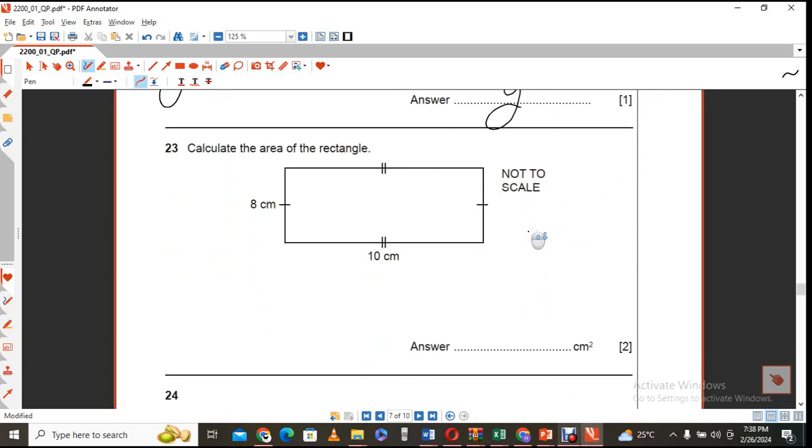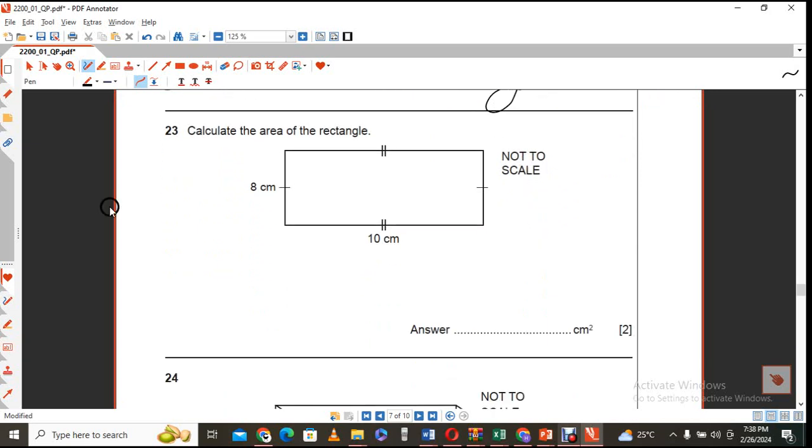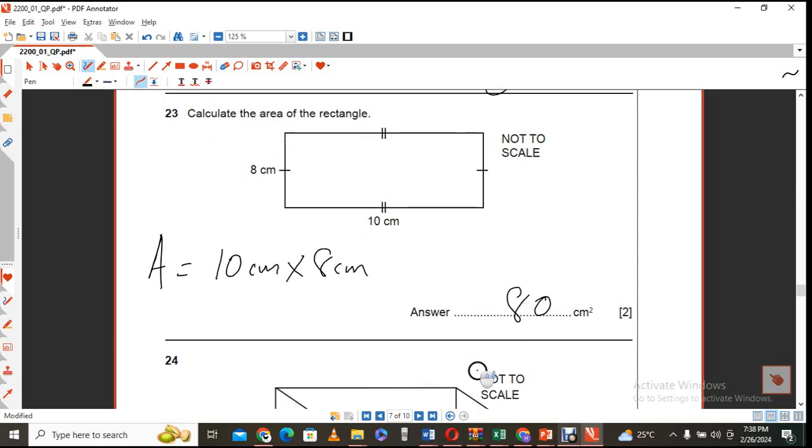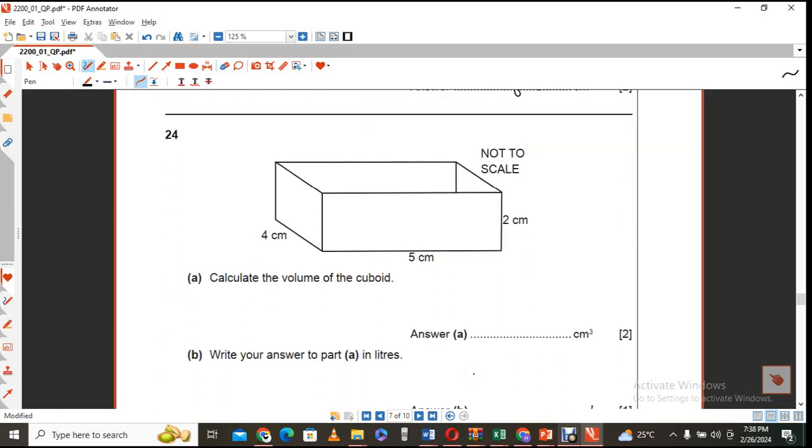Calculate the area of the rectangle. This is very straightforward. The formula is simply multiply the 10 centimeters with the 8 centimeters. And the answer here is 80 square centimeters.